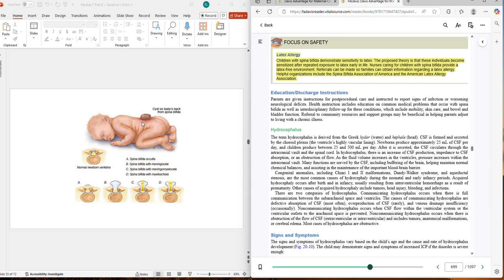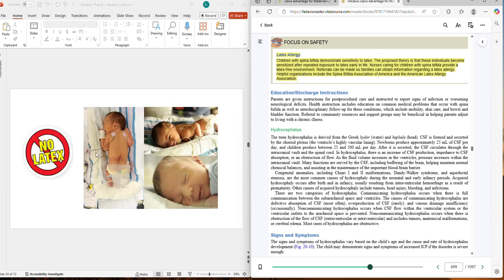This is another one, the occulta, and I have a story about a baby I took care of in NICU with this. I'll tell you about that. No latex, of course. This is after a repair.